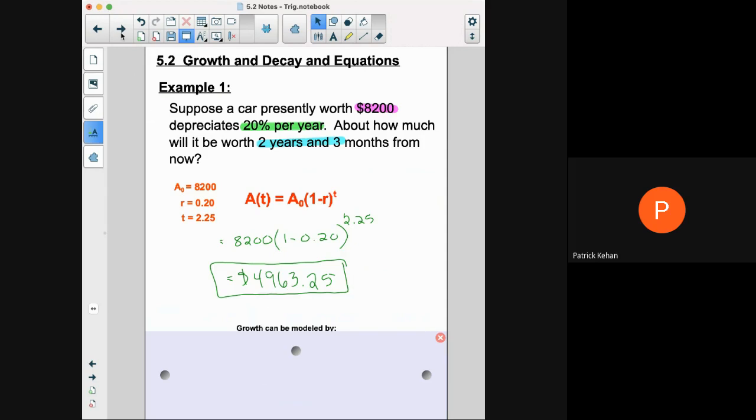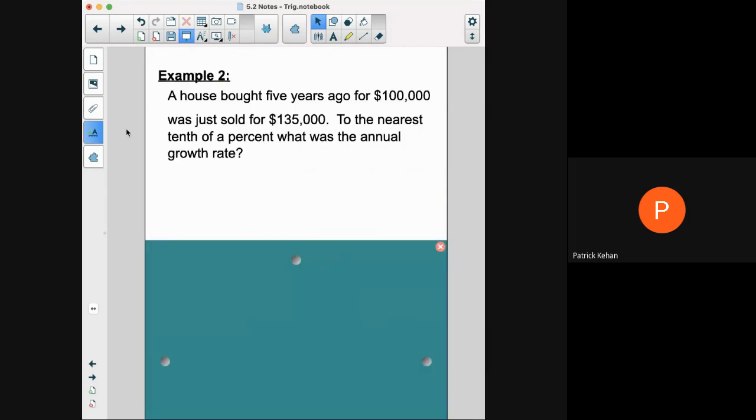All right, so let's try another example. A house bought 5 years ago for $100,000 was just sold for $135,000. To the nearest 0.1%, what is the annual growth rate? Okay, so no tricks here, but you're definitely going to have to use a little bit of algebra to solve for the growth rate, as opposed to just throwing all the values in the formula and evaluating it.